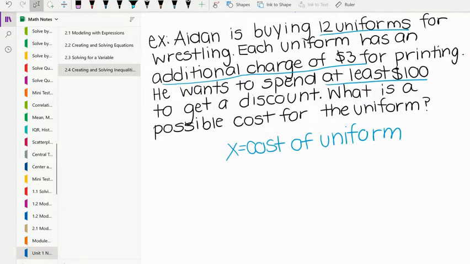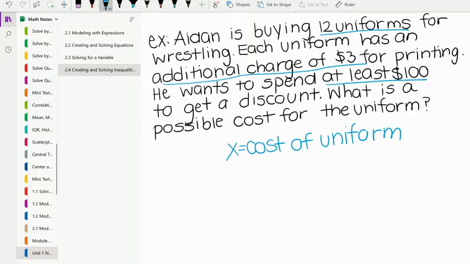of $3 for printing. So probably the most common mistake is that a lot of people want to say there are 12 uniforms times the cost plus that $3 additional charge for printing. The problem is that's only doing the $3 once. So we're going to rethink this.